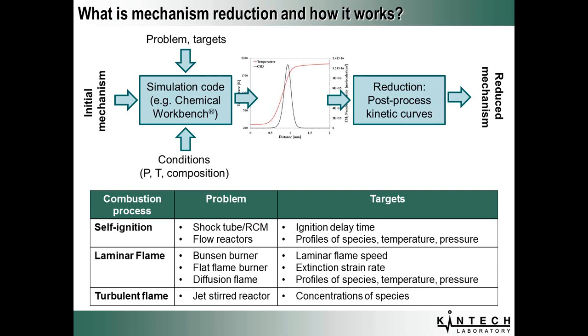The second part of the problem is laminar flame, and people usually use models of a Bunsen burner, a flat flame burner, or diffusion flame. And the target for the simulation is laminar flame speed, extinction limits, or profiles of the species and temperature. Why am I addressing these problems and targets in so much detail? Just because for the reduction process, the specification of the problem and accurate specification of the targets is very important.